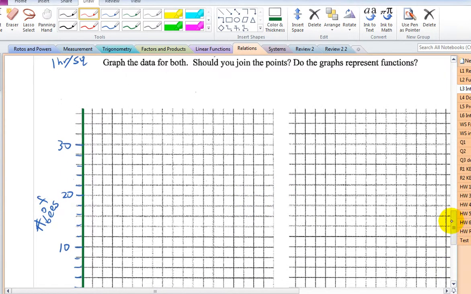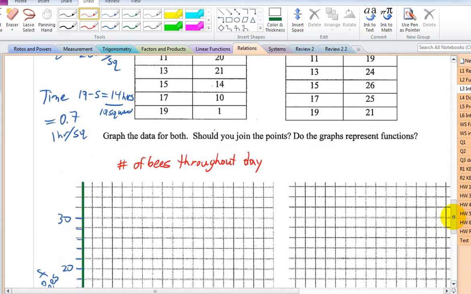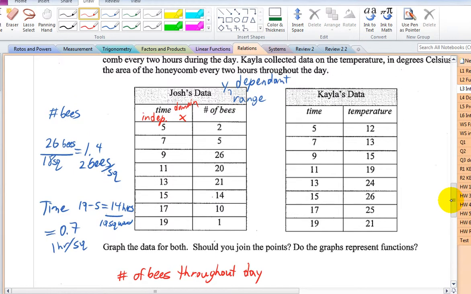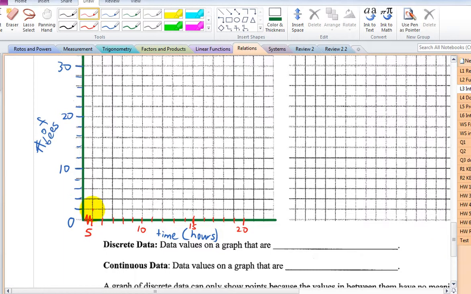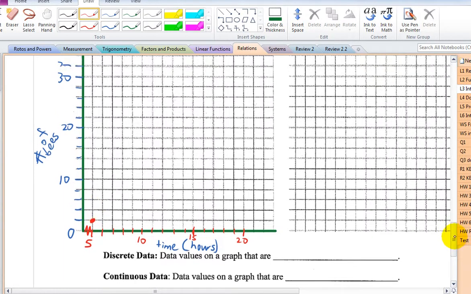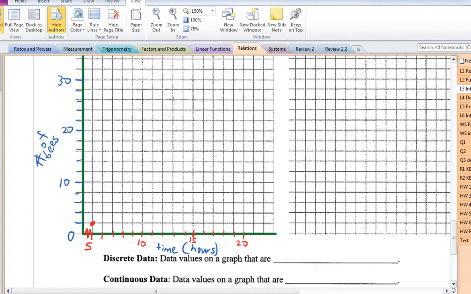Before we start plotting our points, we're missing one other thing on our graph. What goes on the top? Title. So number of bees throughout the day. All right. So at time 5, we had 2 bees. And now you can plot your data. Okay, go ahead and plot your data, please.